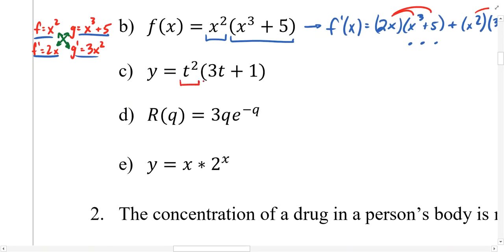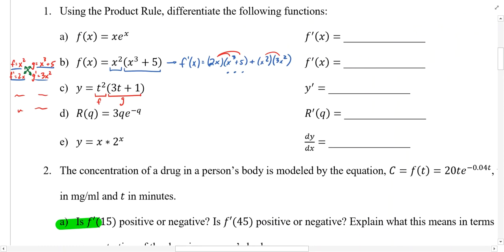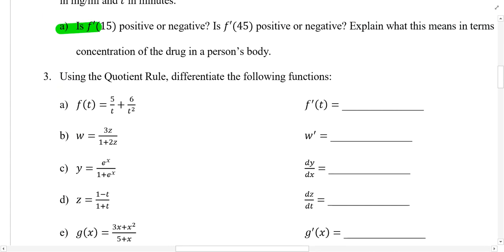For part C, I would approach it the exact same way, and I would treat this mini function as f and this one as g, and I would set up the functions off to the side and do the cross multiplication to simplify them. And again, I'll come back to the word problems in just a minute.